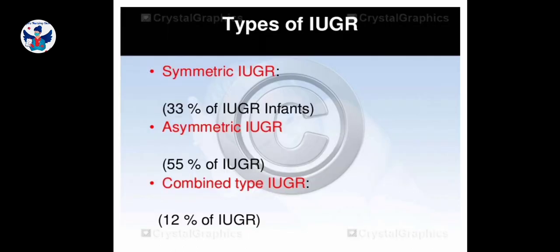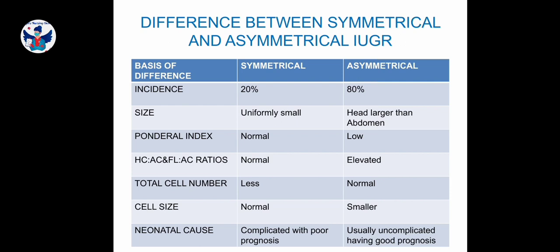Next, moving on to types of IUGR. So, symmetrical IUGR accounts for about 33% of IUGR infants, asymmetrical IUGR is about 55%, and the combined type is 12%. Next, we can see the difference between symmetrical and asymmetrical IUGR. First, the incidence. Symmetrical IUGR is about 20%, but the asymmetrical type is about 80%.